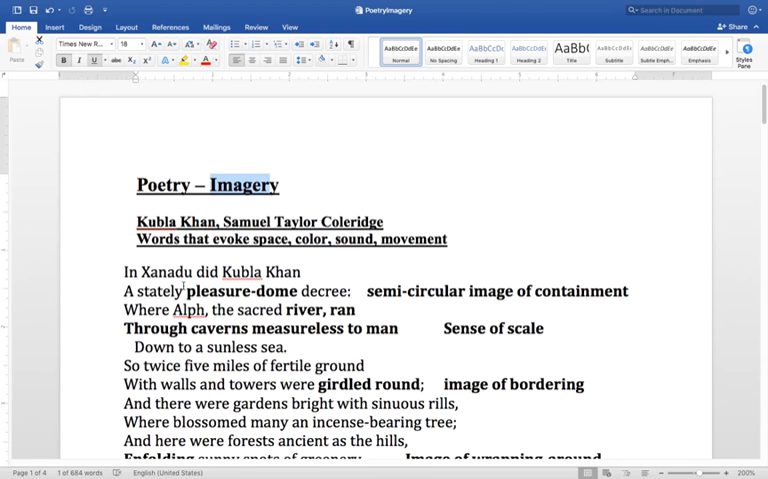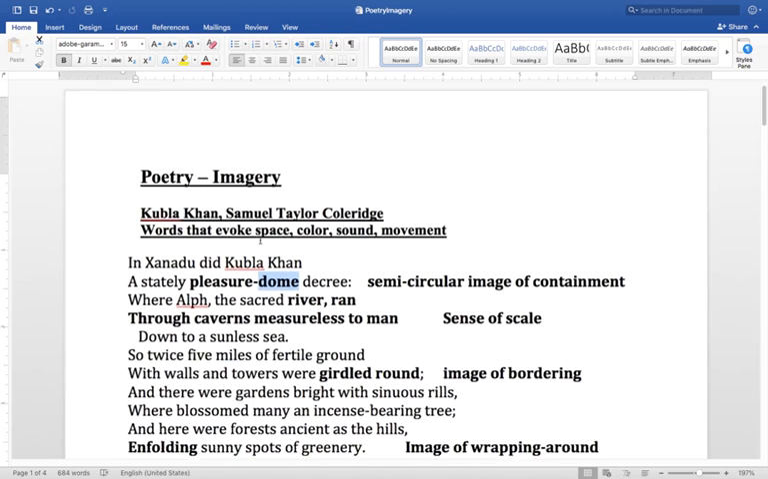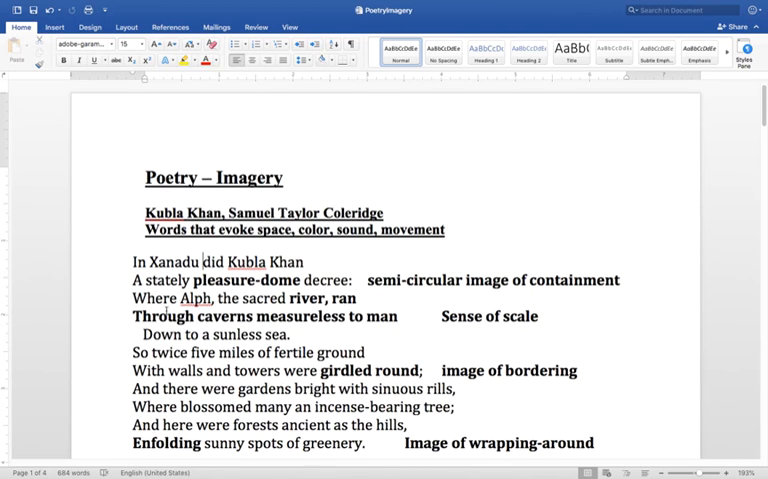And here, Coleridge creates imagery through this idea of a pleasure dome. So first of all, the word dome is loaded, right? It evokes in our mind the idea of something semicircular and something that contains something else. If you have a dome on top of something, whatever's inside that dome is being contained. And so Coleridge's choice of certain words evokes for us certain kinds of spaces. In Xanadu did Kubla Khan a stately pleasure dome decree. And so we have this word decree also, which suggests to us that Kubla Khan was some kind of king.